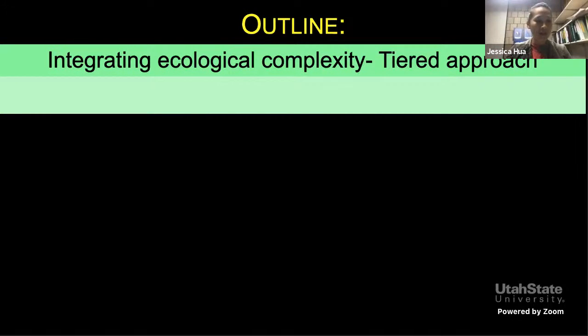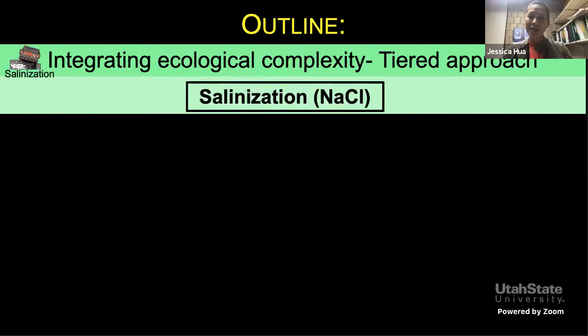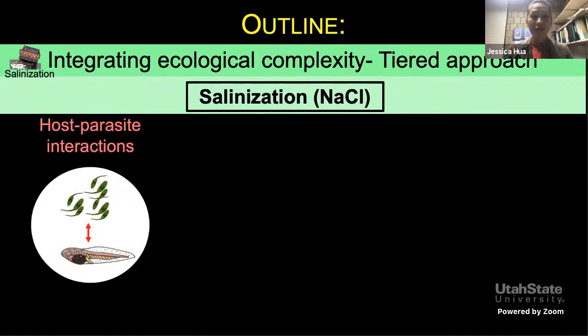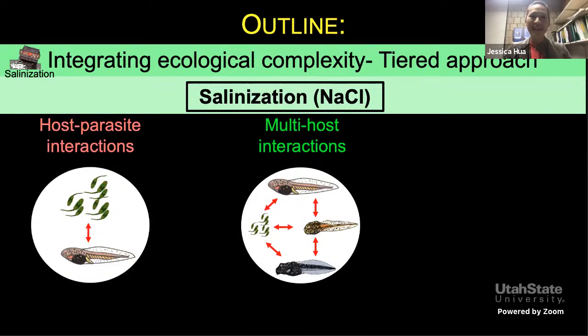So I'll tell you about our efforts at integrating ecological complexity using a tiered approach. To do this, I'll highlight our work with secondary salinization, so sodium chloride. And I'll start first by telling you about how secondary salinization influences simple single-host parasite interactions. Then I'll start working in a little bit more complexity by asking how does salt influence host-parasite interactions, but in multi-host communities.